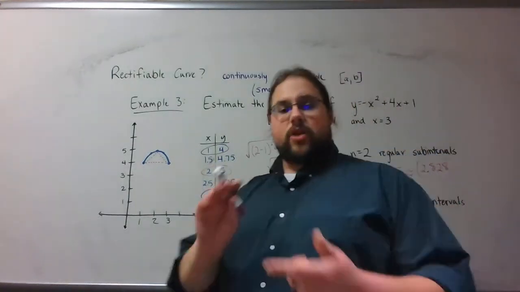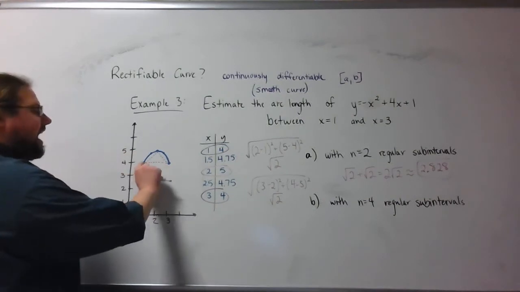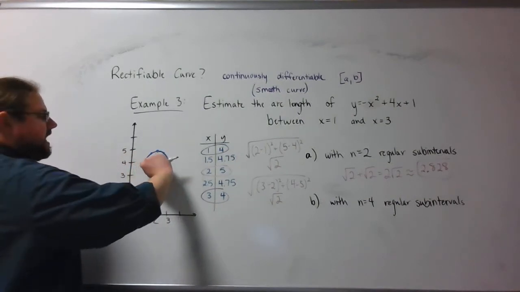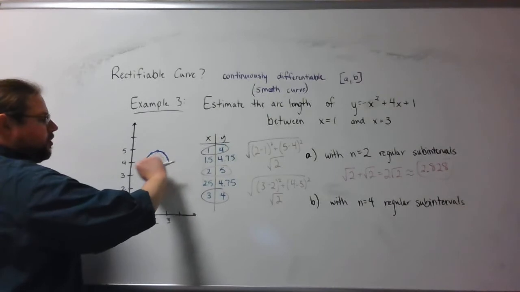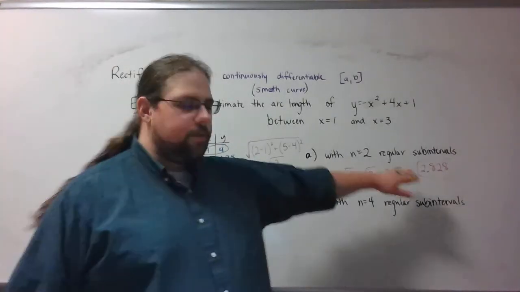So notice we started off with 2. That's how far it is from this point to this point. Now that I've added this extra, I'm going to call it dimension, this extra little bit of a curve here up to 2, 5, now I've got a little bit of a better estimate at 2.828.